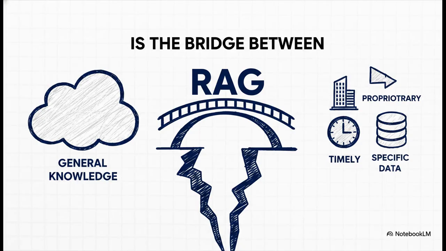So let's just bring it all home. Retrieval-Augmented Generation has gone from being some interesting academic idea to being an absolutely essential tool. It's the critical bridge between the incredible, broad knowledge of these big models and the specific, timely, and private data that makes AI actually useful and responsible out in the real world.